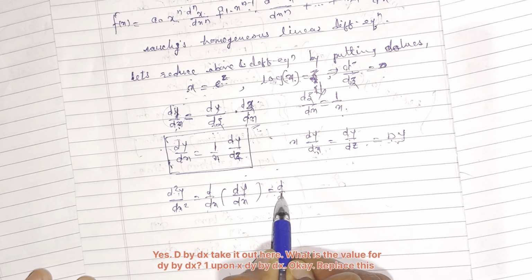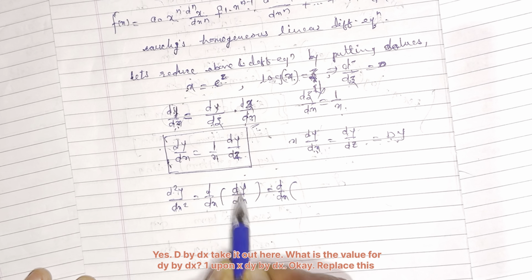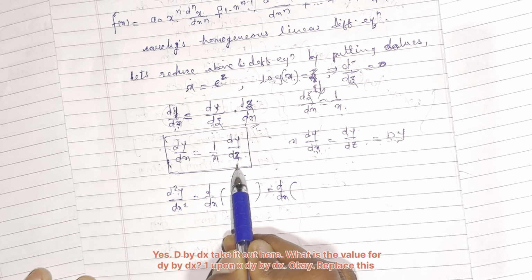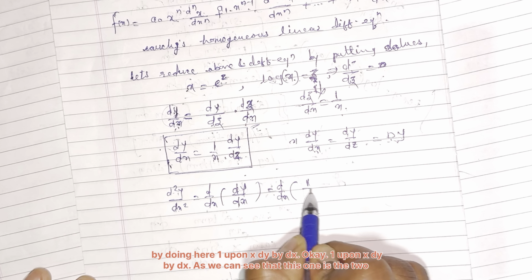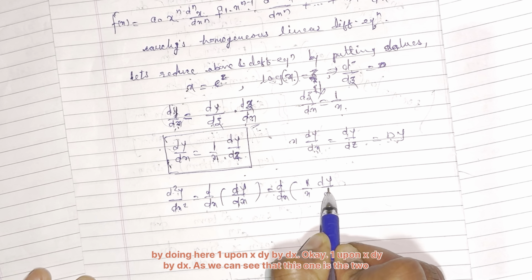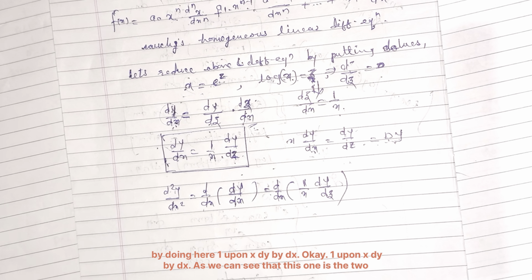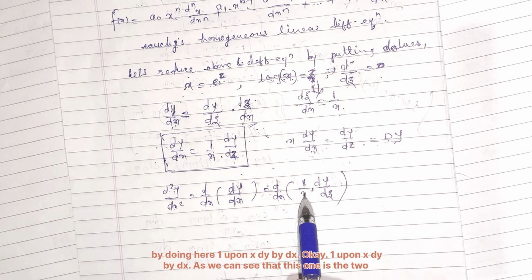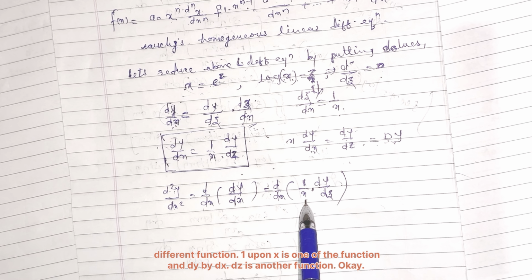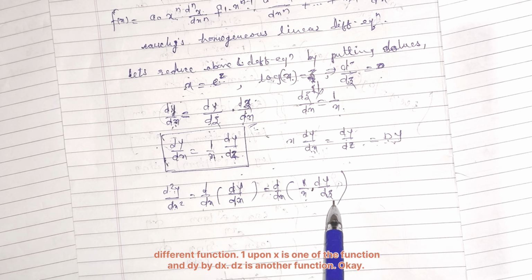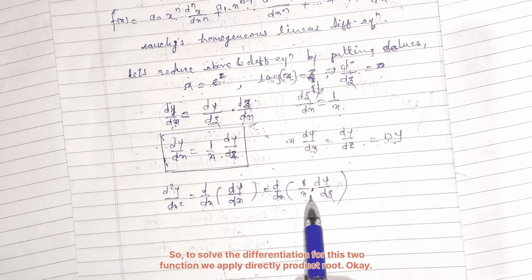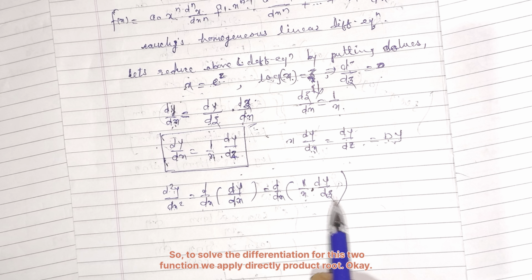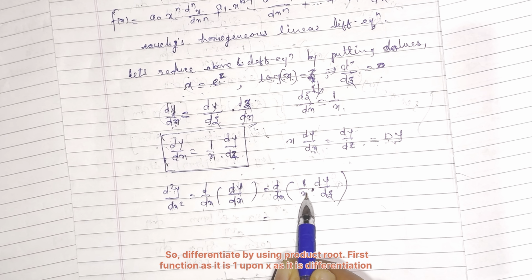Take d by dx out here. What is the value for dy by dx? 1 upon x dy by dz. Replace this value here: d by dx of 1 upon x dy by dz. As we can see, these are two different functions: 1 upon x is one function and dy by dz is another function. So to differentiate these two functions, we directly apply the product rule.